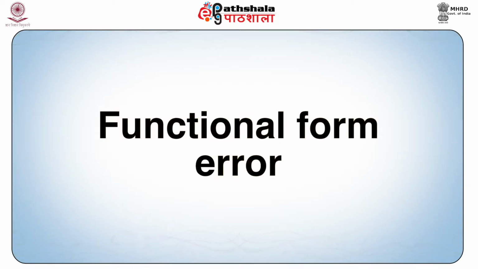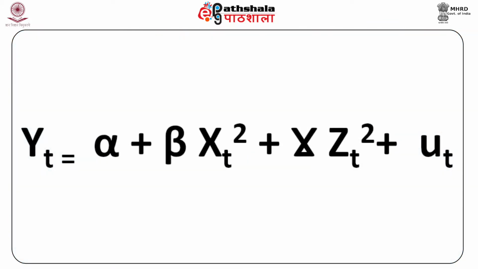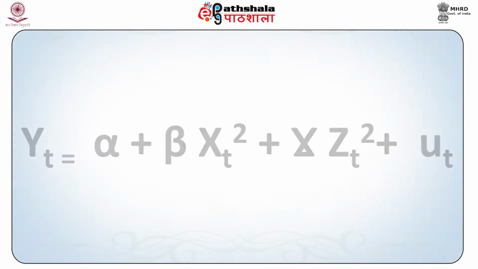Functional form error. Supposedly, the estimator estimates the following model: yt = alpha + beta xt squared + gamma zt squared + mu t. By estimating this equation, the estimator is making an error of using the wrong functional form for the model.